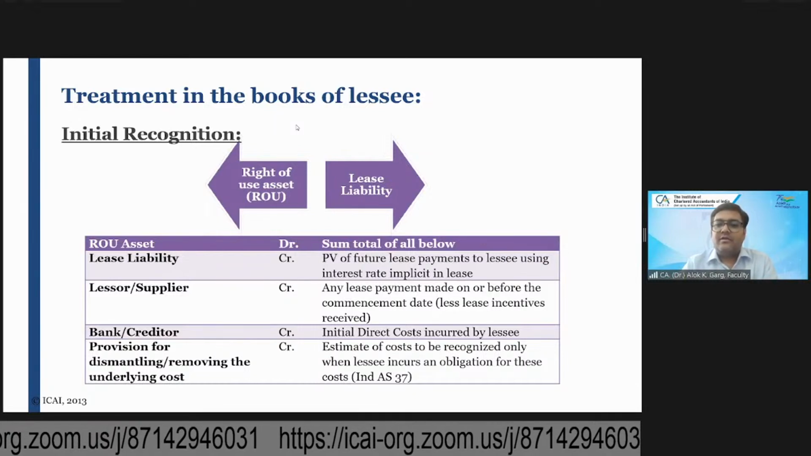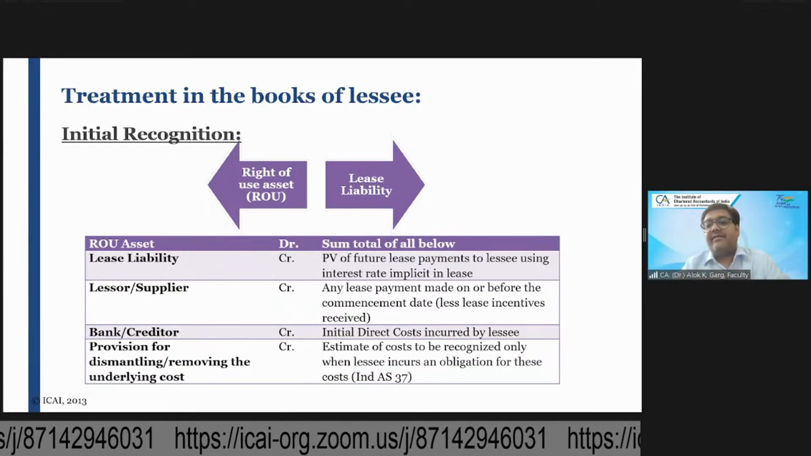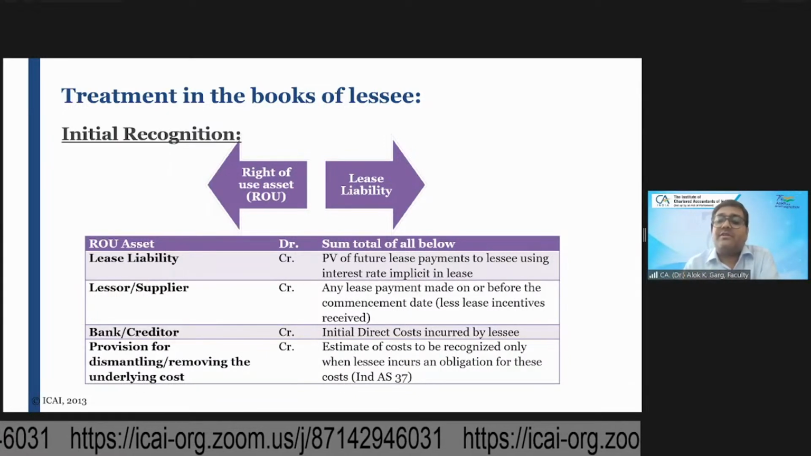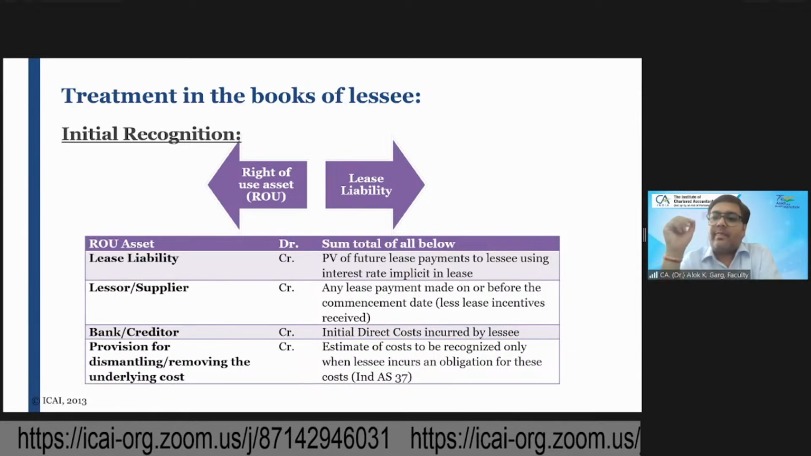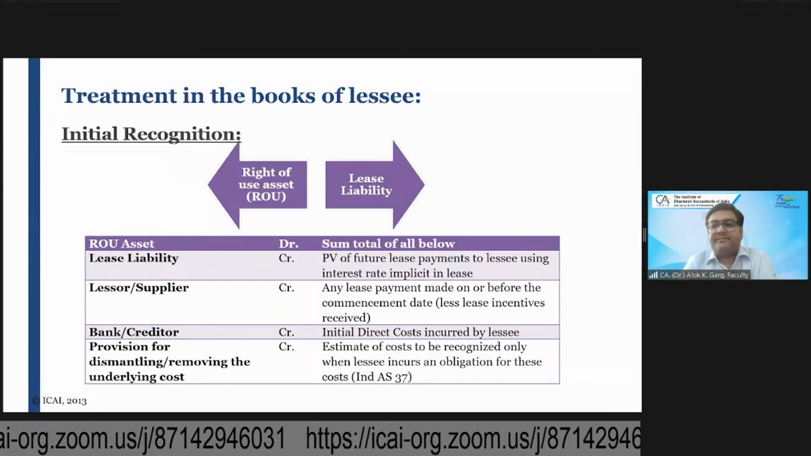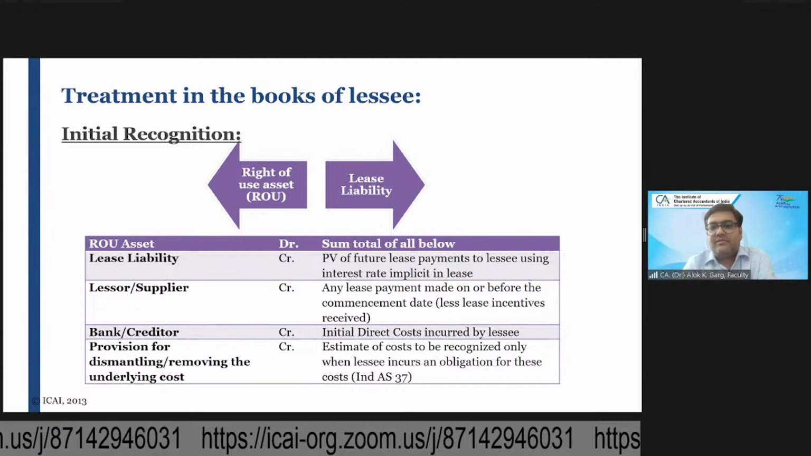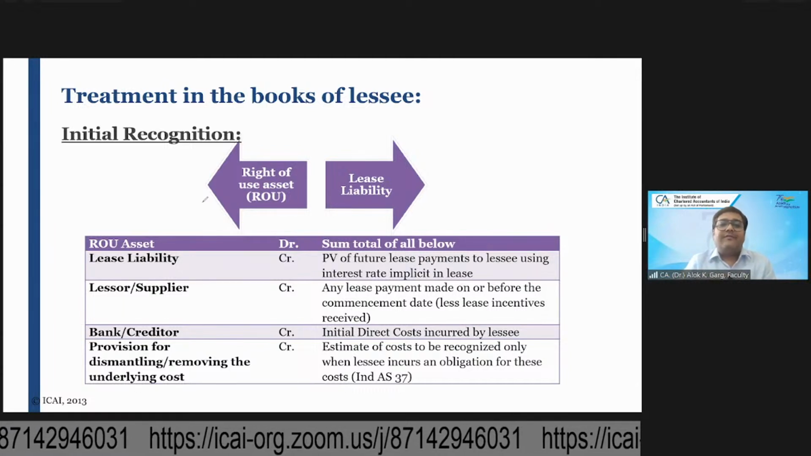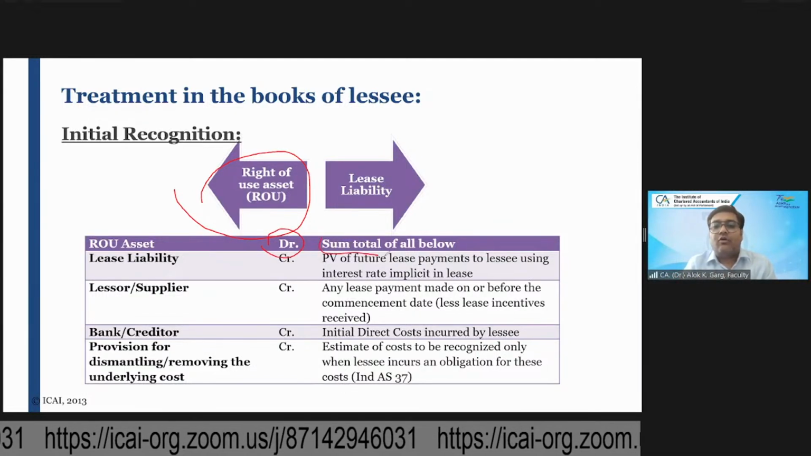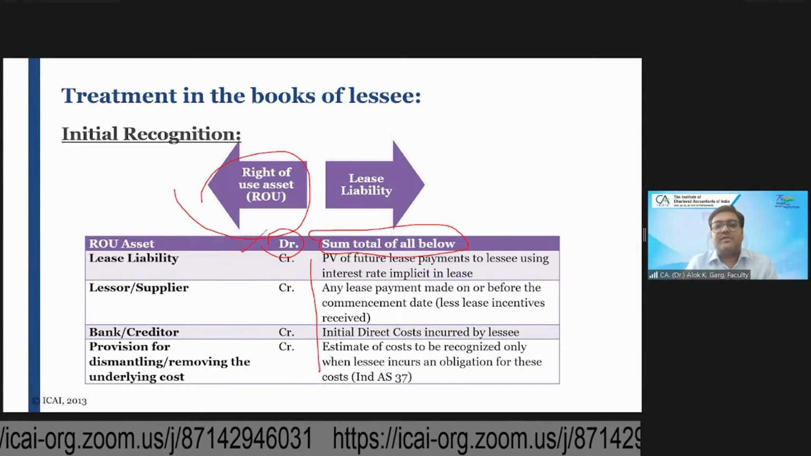Okay. So now we'll discuss the initial measurement and recognition of right of use asset under the lease standard. What is my initial measurement of the right of use asset? First of all, I know that the right of use asset will be debited and my lease liability will be credited. Will it always be lease liability? We'll discuss. Let's see. Right of use asset will be debited by the sum total of the below items. These items will be credited and in total the right of use asset will be debited.